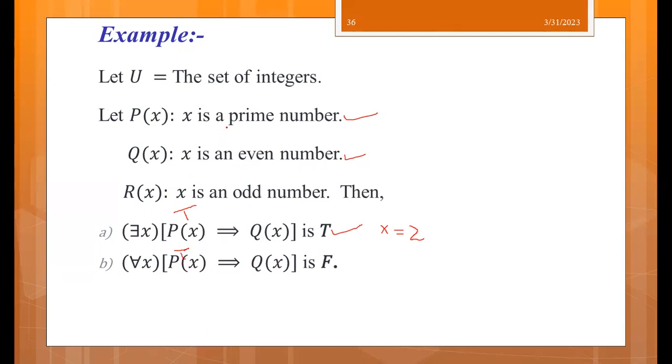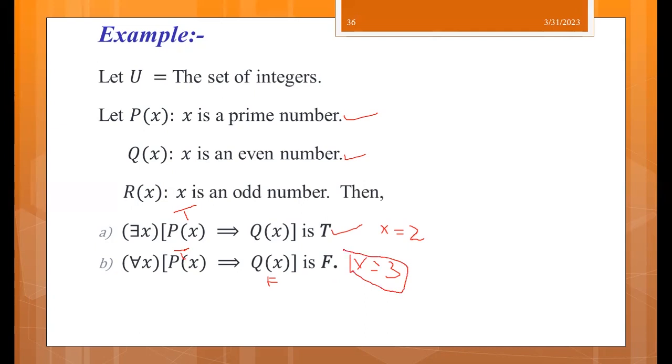For example, if we take x equal to 3, we know that P of 3, that is, 3 is a prime number, is true. But Q of 3, that is, 3 is an even number, is false. Therefore, at x equal to 3, this is true but this one is false, so that 3 implies false becomes false. Therefore, as a counterexample, we can consider x equal to 3.